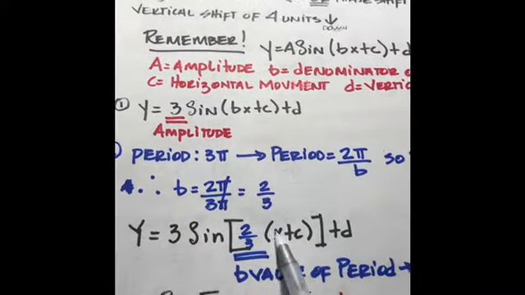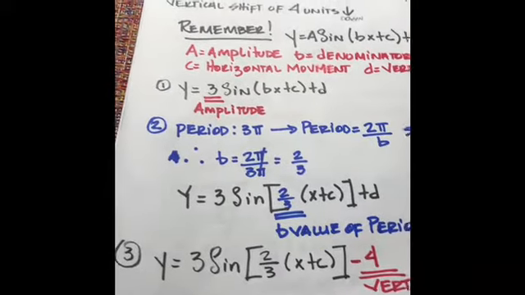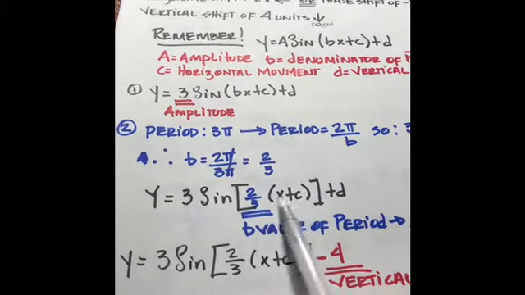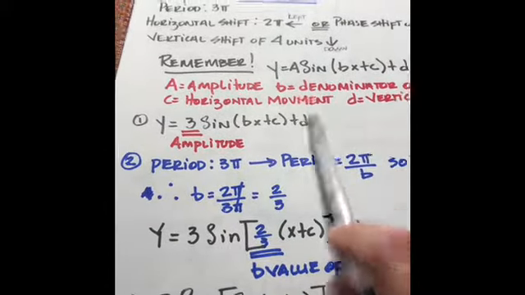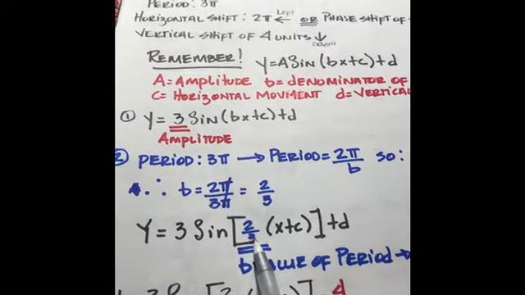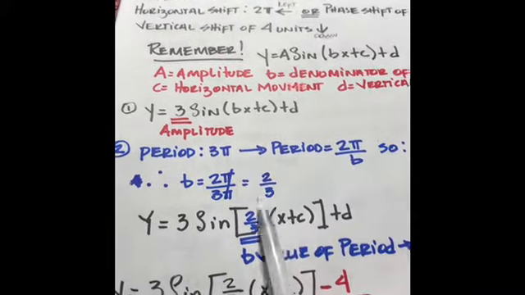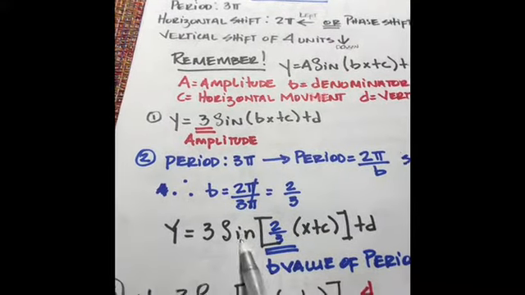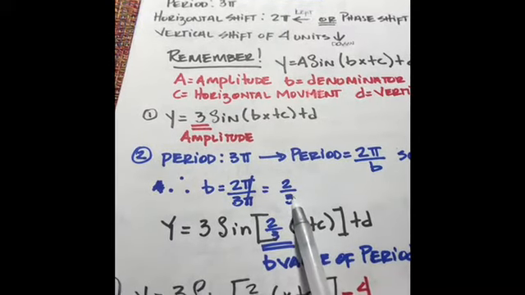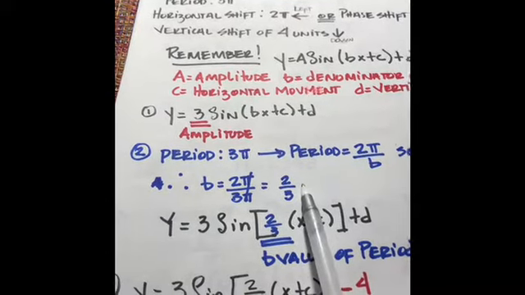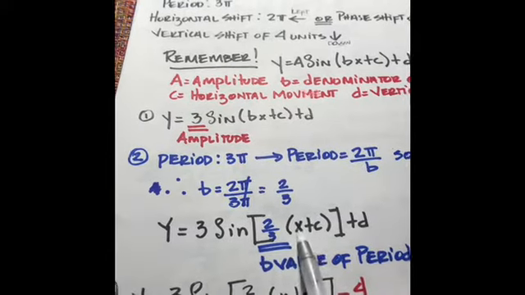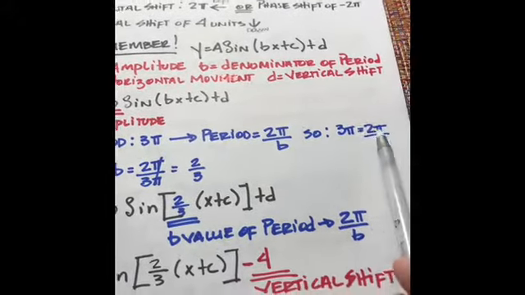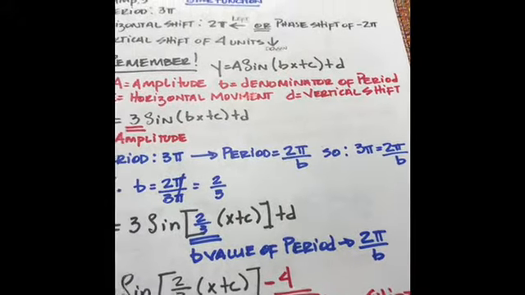So I come back to my equation. In this case, the recommended thing to do is to leave the b out of the parentheses. Instead of writing bx plus c directly, I have to leave it out of the parentheses. So I will have y equal to 3 sine of bracket 2 over 3, which was the value of b that I got with the formula of period, times x plus c, plus d. So b is the value that I got over here, 2 over 3.